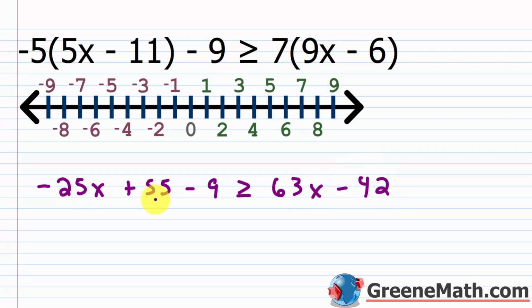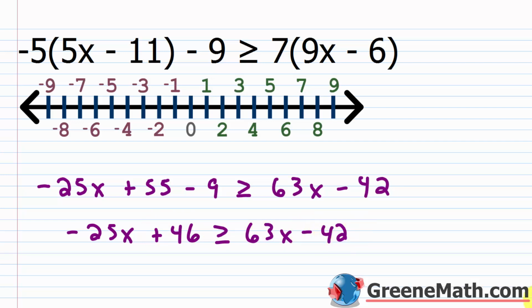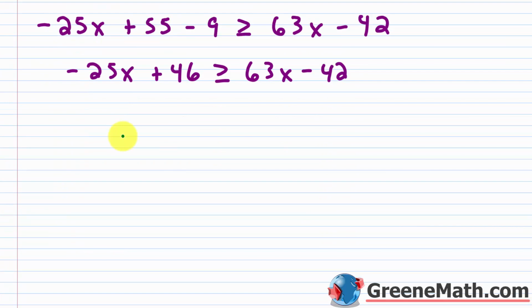So on the left side, 55 minus 9 is 46. So I can say this is negative 25x plus 46. This is greater than or equal to, we have 63x minus 42. Scroll down, get some room going. Now I just want to get all the variable terms to one side, all the numbers to the other. So let's subtract 46 away from each side. And let's go ahead and subtract 63x from each side.